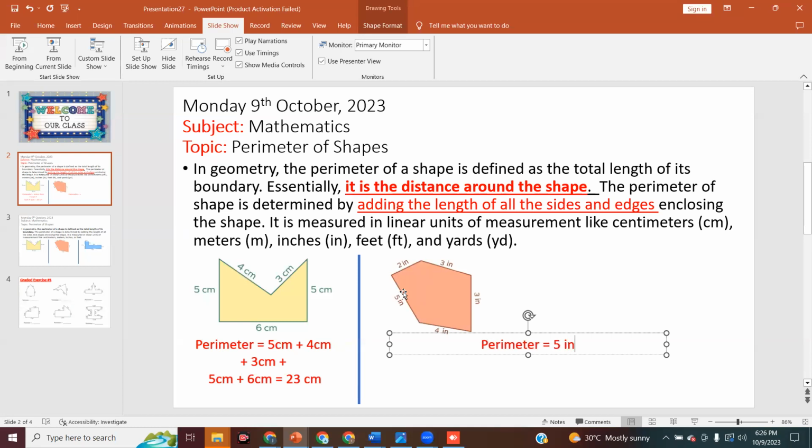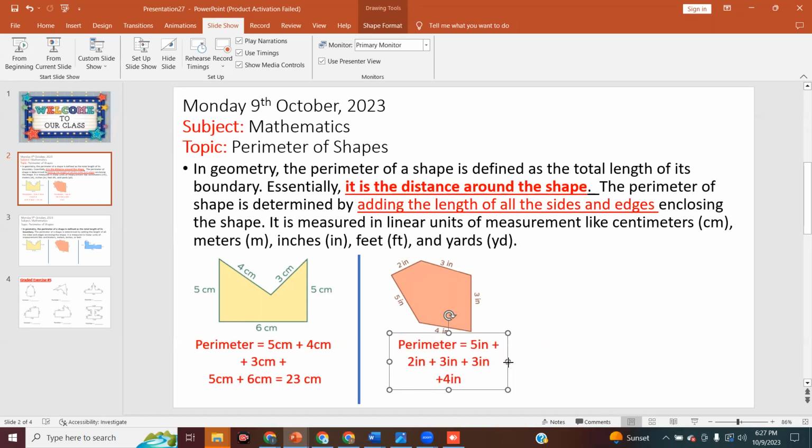So 5 inches plus what? Plus 2 inches. Plus what? Plus 3 inches. Plus 3 inches. Plus 4 inches. And that's it, right? Yes, sir. If we consider that, this is going to be equal to what?